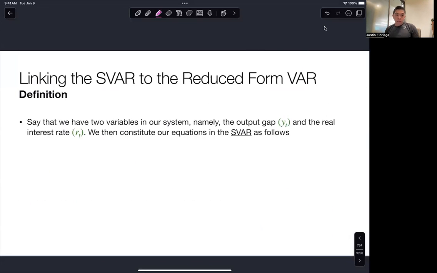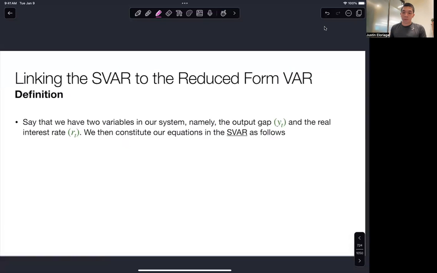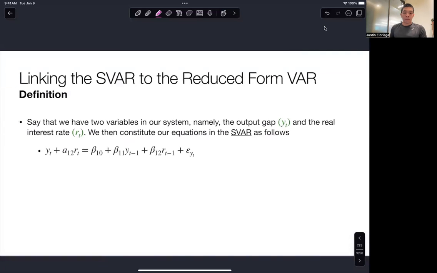So how do we do that? Say we have 2 variables in our system, namely the output gap, y_t, and the real interest rate. So it's an SVAR with 2 variables. We then constitute the equation of the SVAR as follows. So we have these 2 equations. We have y_t for output gap. Again, the diagonal elements of that matrix are 1. That's why we have that 1 there, right? It corresponds to itself. Of course, its correlation with itself is 1. It's perfect, right?